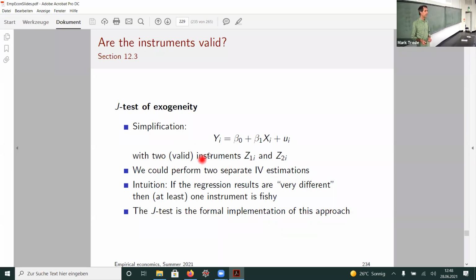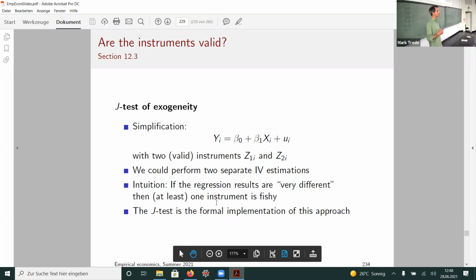So that's the idea of the J-test. This is of course implemented in a slightly different way, but that's the intuitive idea of the J-test. Right, that's the formal implementation of this approach.